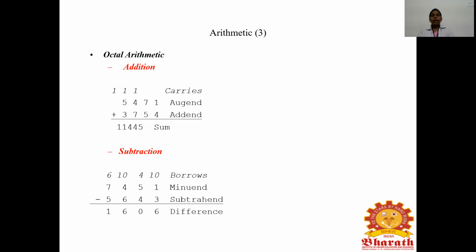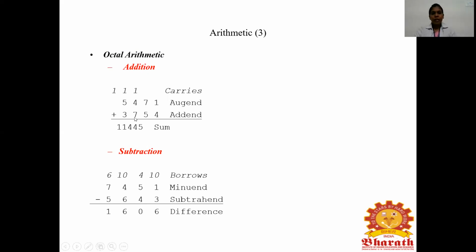So here we are going to add. When we add here, the sum should be less than 8, because we know the octal number ranges from 0 to 7. So the sum should be less than 8. When it exceeds 7, we'll see what we are going to do. Now we'll see this with an example.